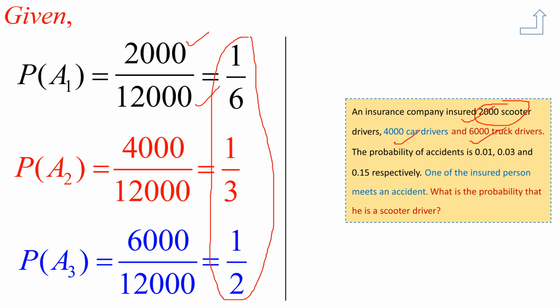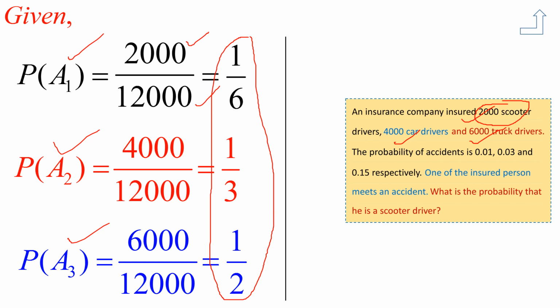Any of these three cannot happen. Any of these two or all the three cannot happen simultaneously. So they are mutually exclusive. Either a scooter driver will meet an accident, or a car driver will meet an accident, or a truck driver. We cannot say that a person met an accident and he is a car driver as well as a scooter driver. No, it's not possible. So they are called mutually exclusive events.